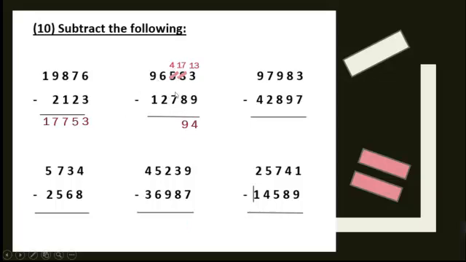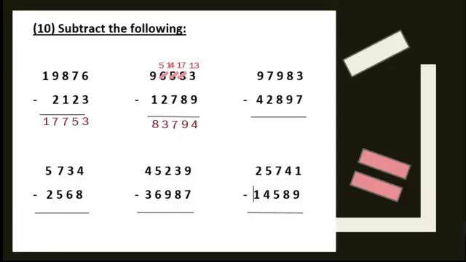4 minus 7. Can I make 4 minus 7? No, I will borrow again. So this 6 will be 5, and the one I borrowed, I will put it here, will be 14. 14 minus 7 equals 7. Now 5 minus 2 equal 3. I don't have to borrow here because 5 is greater than 2. Now 9 minus 1 equal 8. So I got 83,724.